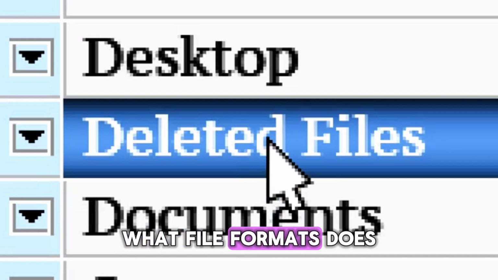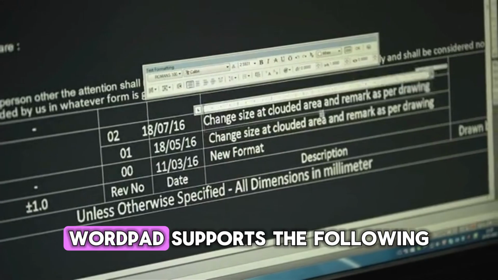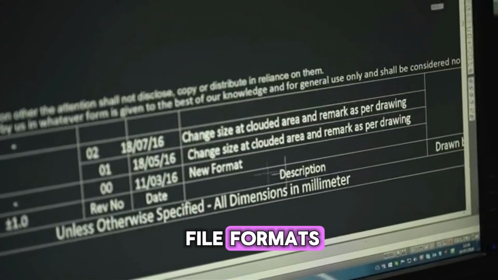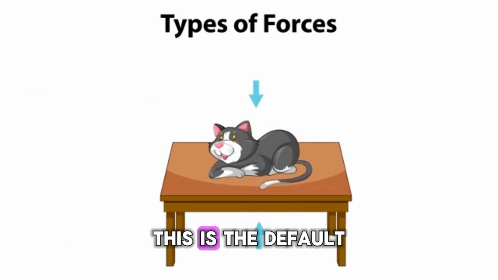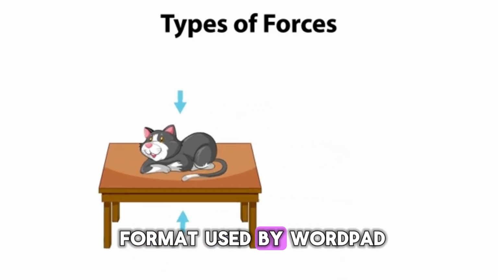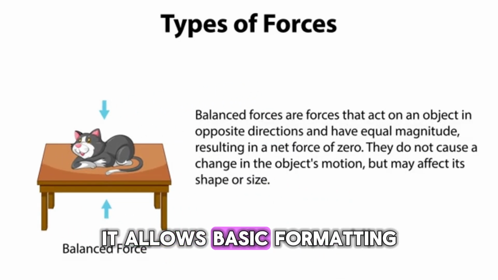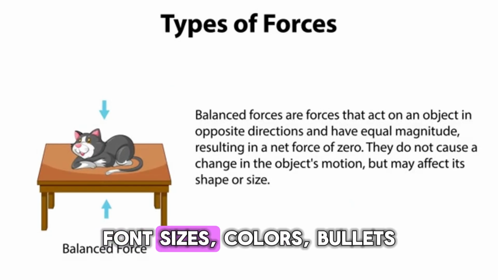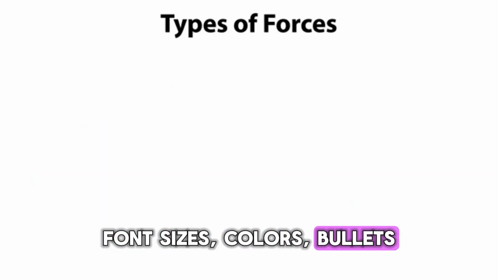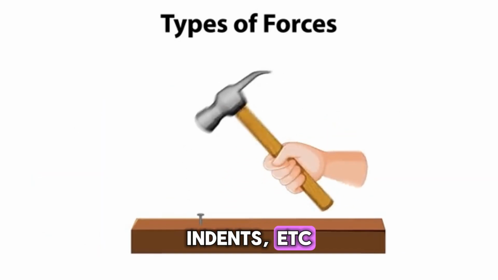What file formats does Wordpad support? Wordpad supports the following file formats: RTF, Rich Text Format. This is the default format used by Wordpad. It allows basic formatting such as bold, italic, underline, font sizes, colors, bullets, indents, etc.